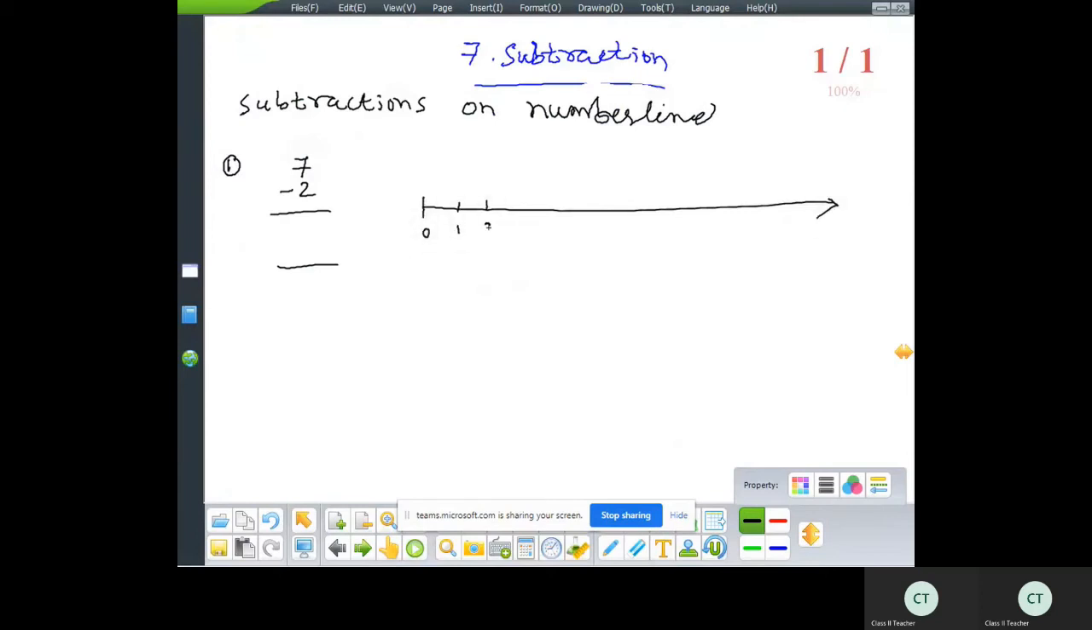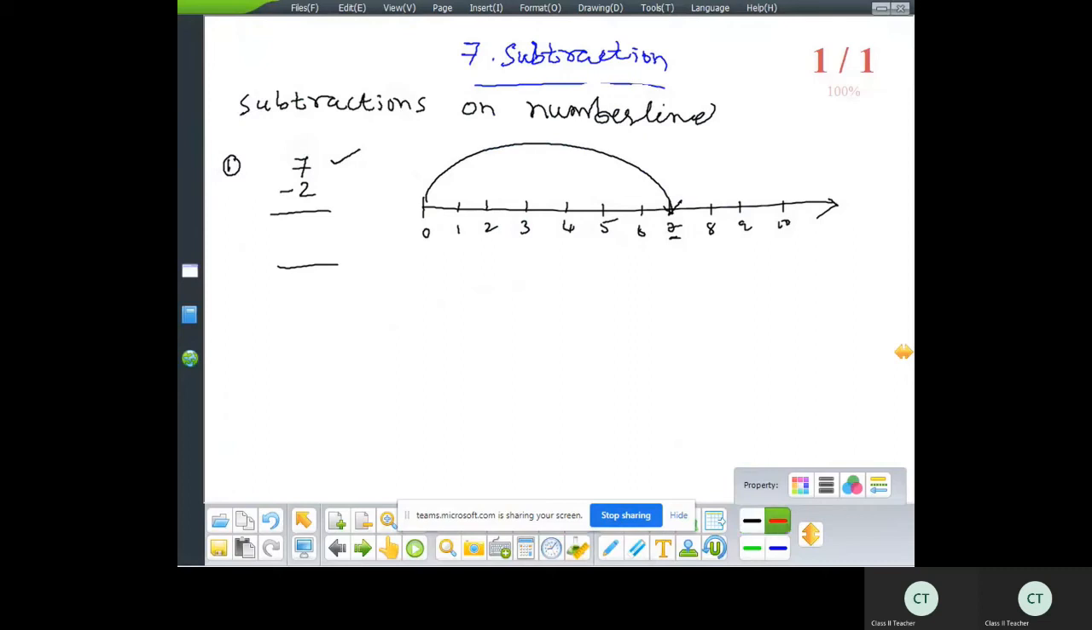0, 1, 2, 3, 4, 5, 6, 7, 8, 9, 10. Yes, 2 is subtracting from 7. First we select the biggest number, that is 7. 0, 1, 2, 3, 4, 5, 6, 7. If 7 is there, draw an arrow from 0 to 7.